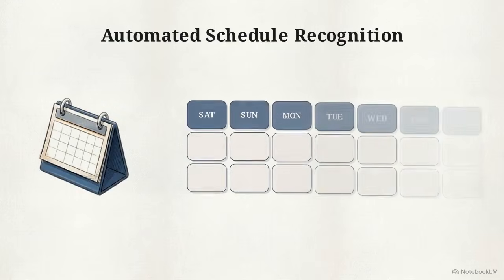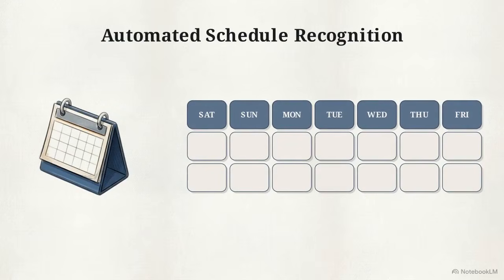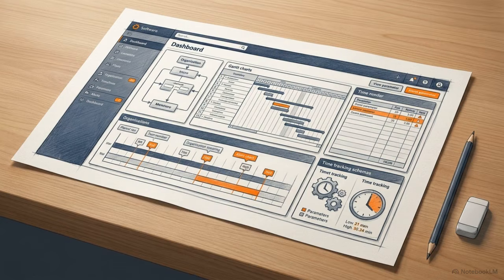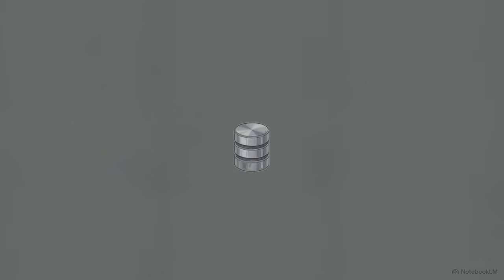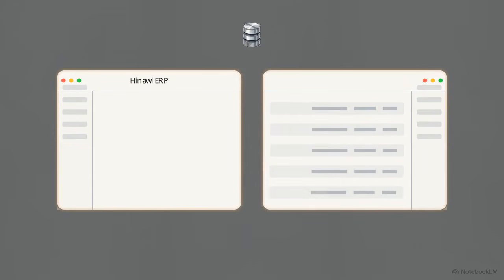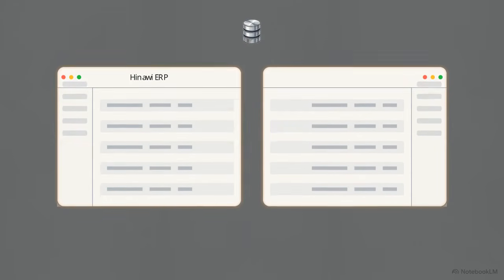Getting an accurate, fully automated employee time tracking system starts with establishing a reliable schedule. Once configured, your system will track hours and recognize off days without requiring daily manual input. We are running this setup in Hinawi ERP. Established in 1998, the platform is designed to handle detailed administrative operations natively in both Arabic and English.